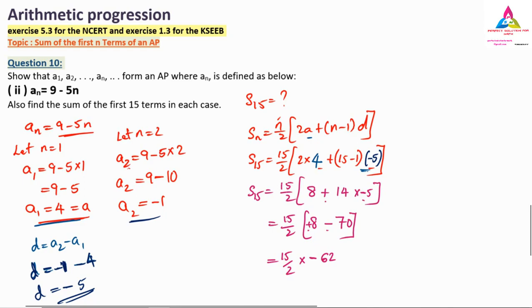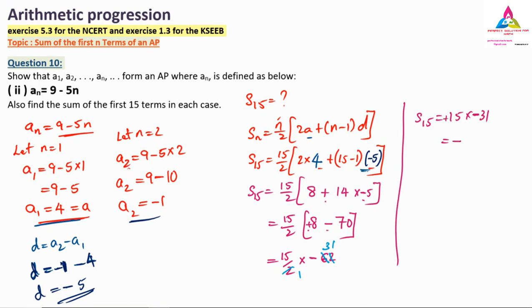Now the calculation part is an easy one. 2 ones are, 2 threes are, 2 ones are. Now lastly only one thing is left. I will do it here. S15 is equals to 15 into minus 31. So now the same, negative into positive is negative only. So 15 ones are table, you know.